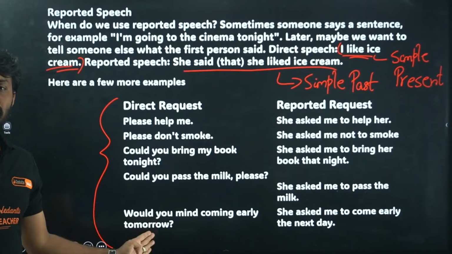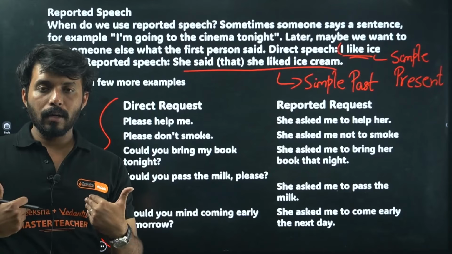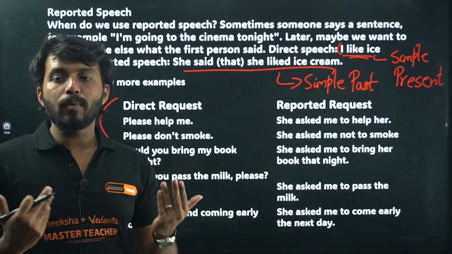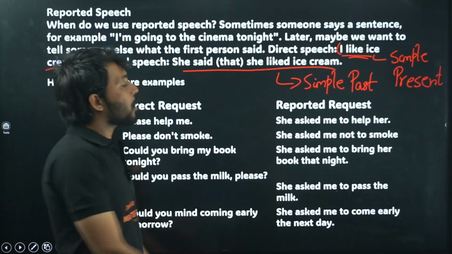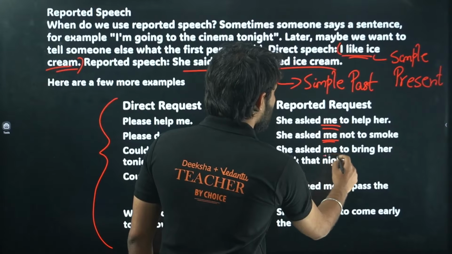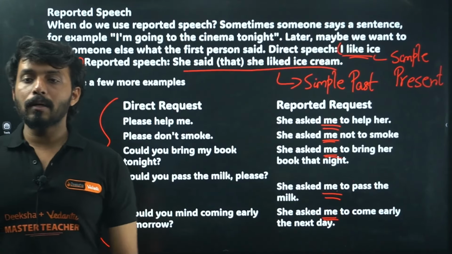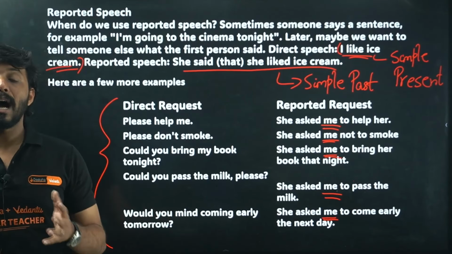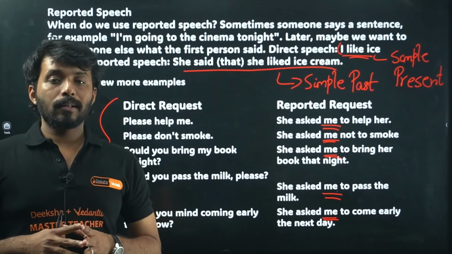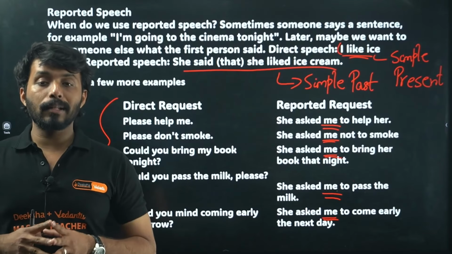So in the case of these requests, the person is talking to you directly, which is why you don't need to use another person. That is why in most of these cases when you're reporting, you use "me." She asked me to help her in the first case. In the second, "Please don't smoke." She asked me not to smoke. Third, "Could you bring my book tonight?" She asked me to bring her book that night.